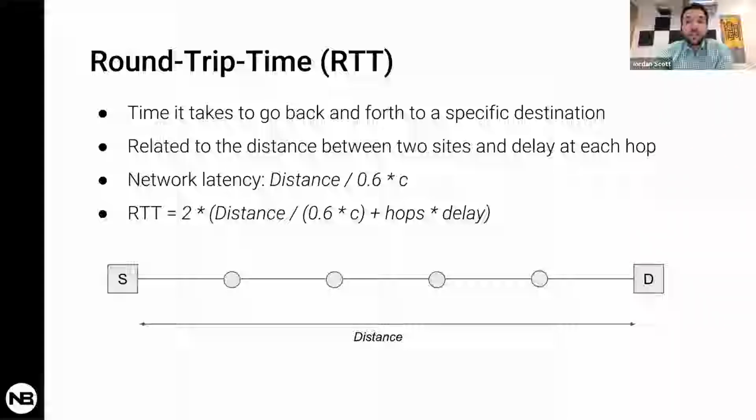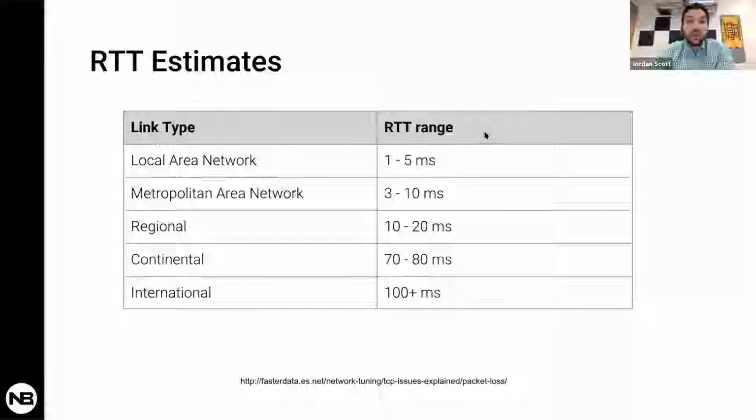So for this example, you see the equation to calculate the round trip time is 2 multiplied by the distance between source and destination divided by 0.6 c plus the sum of the delay incurred at each hop. I know this is a lot, so if this is too much for you, let's take a look at some real examples. In this table, you can see different values of round trip time based on the type of network. As you can see, a local area network, or LAN, has between 1 to 5 milliseconds, whereas a metropolitan area network is between 3 and 10 milliseconds. If you consider international links, the round trip time can be 100 or more milliseconds. So I'd say keep that in mind when you're running some troubleshooting ping commands.